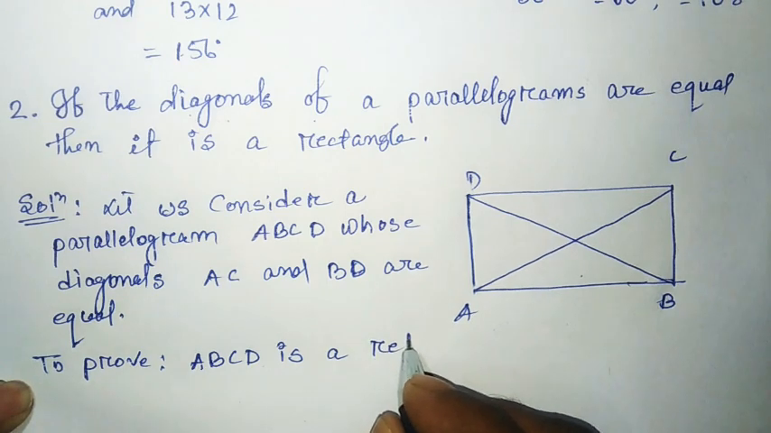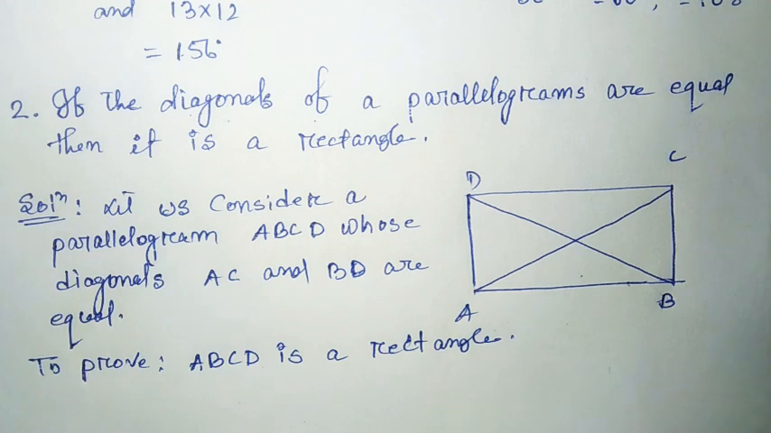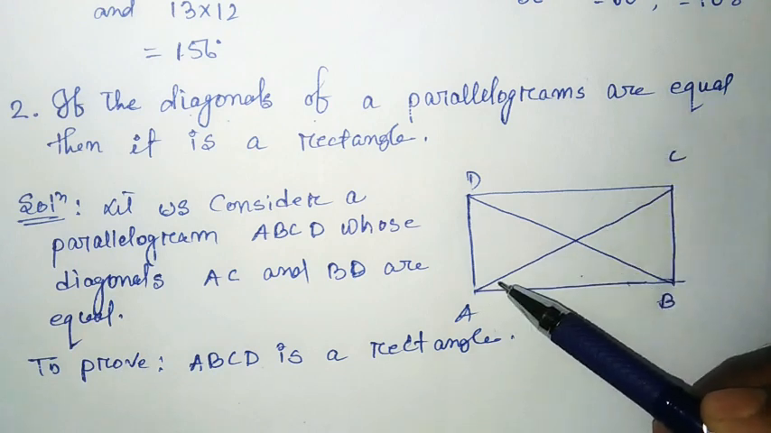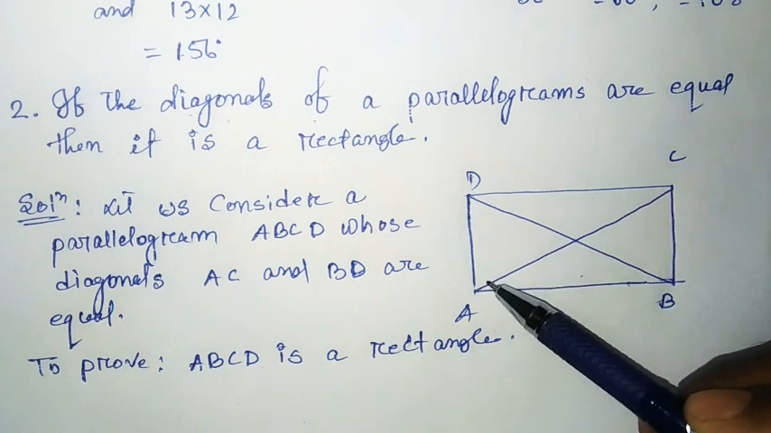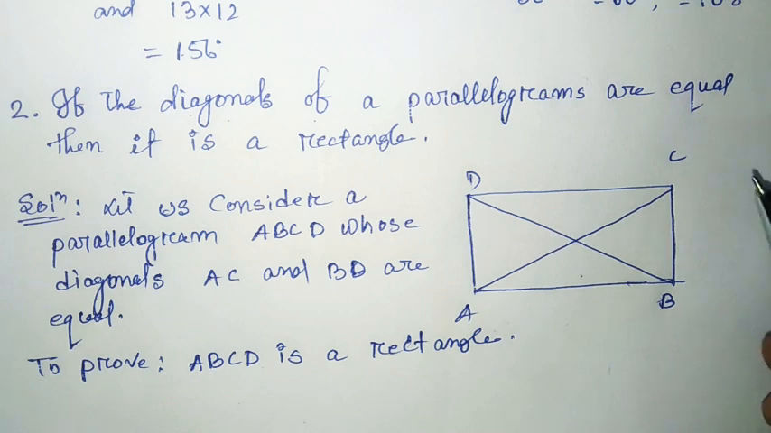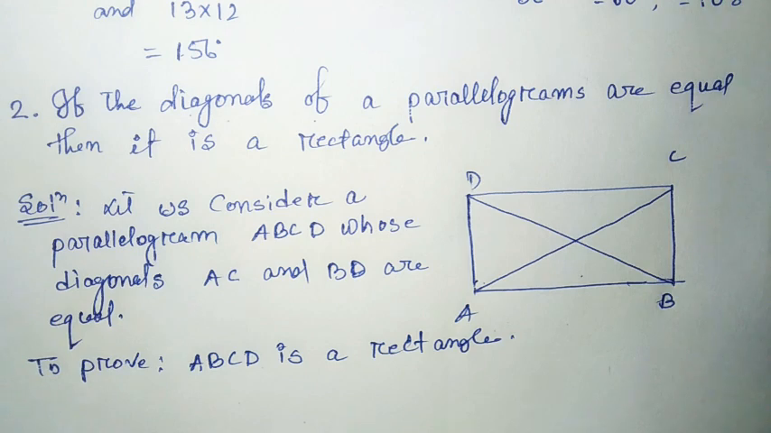is a rectangle. That means what we need to prove, remember this thing: in a parallelogram, if one angle is 90 degree then it is sufficient to prove that it is a rectangle. That is the property of rectangle. A rectangle is a parallelogram where one angle is 90 degree. Why one angle? If one angle becomes 90 degree then all other angles will automatically become 90 degree. So if somehow we can prove that one angle is 90 degree, then it will be sufficient to say that it is a rectangle. So we will prove it by congruency of triangles.